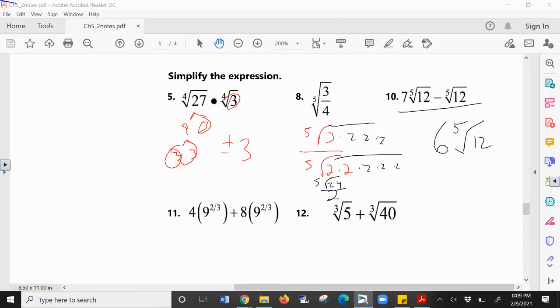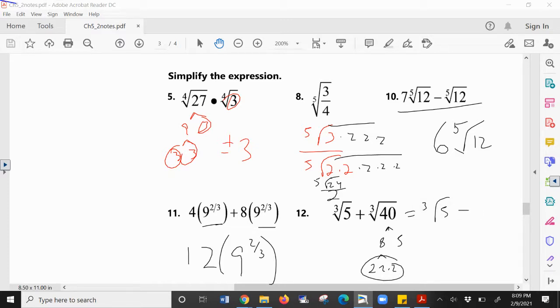And this one, these are the same things also. 4 of those things and 8 of those things, so that would be 12 of those things. Can't do much with that. These cannot be added because they are not the same things, but maybe we can break this 40 down. 40 is 8 times 5, and 8 is equal to 2 times 2 times 2. There's a 2 on the outside, so I'm going to rewrite this as the fifth root of 5 plus 2 times the fifth root of 5. Now I've got the same things. 1 of those things plus 2 of those things makes 3 of those things. And that's the final answer.